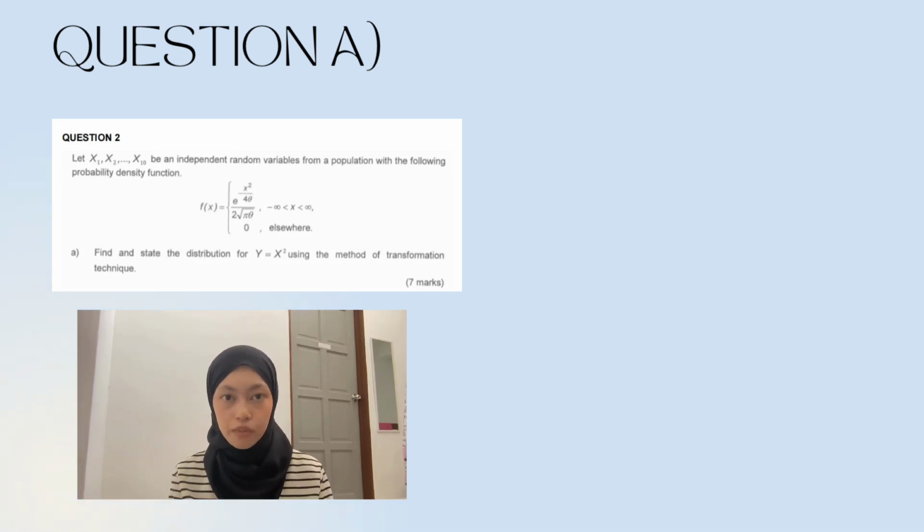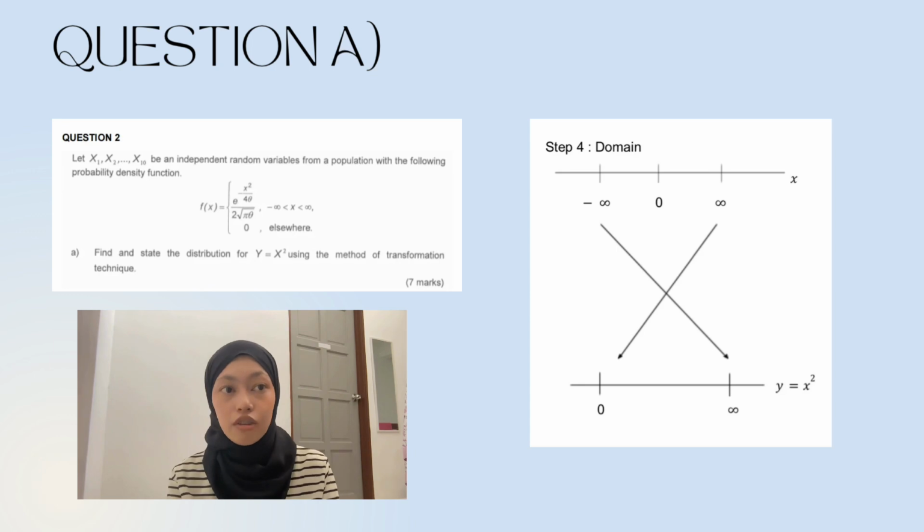So step 4, domain. Finally, for the domain, since x is defined between negative infinity and infinity, and because y equal to x squared, the domain of y is between 0 and infinity. So we have successfully derived the distribution function.